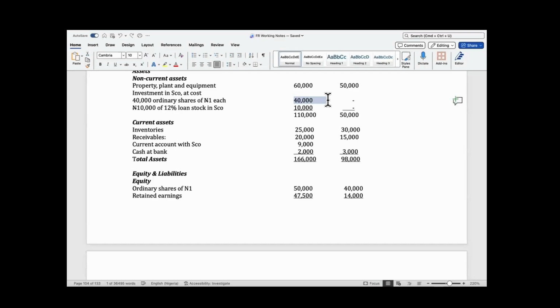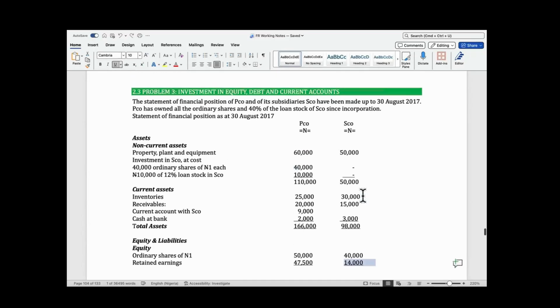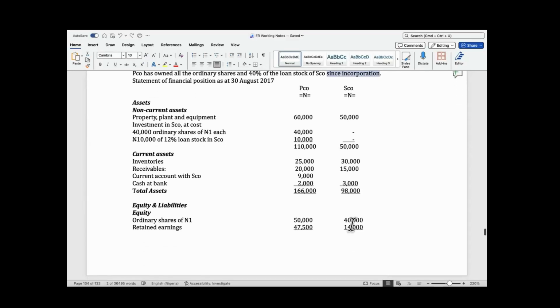So the parent's 40,000 is a payment for investment in equity in ESCO. Because this retained earnings came up after we invested, we bought this subsidiary and invested since incorporation, at the date it started. So at that date, they would have made profits.